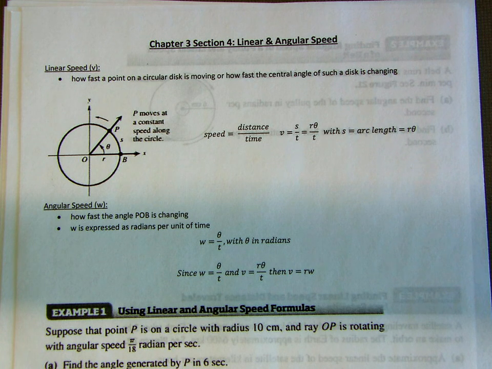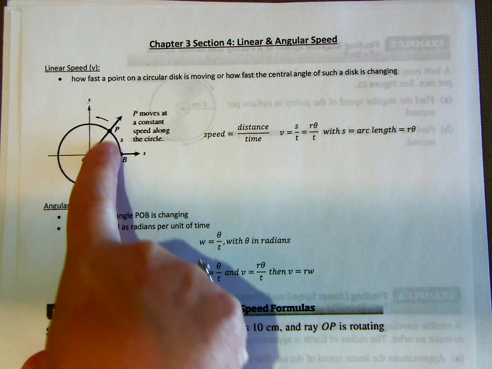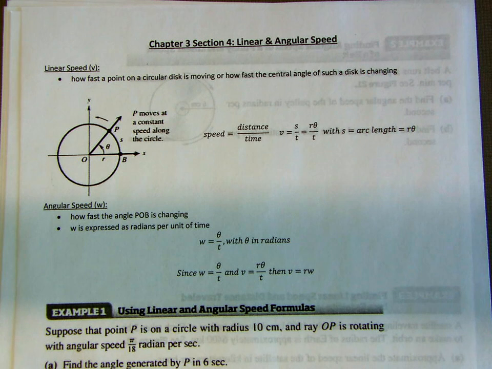Now, angular speed is listed with a w, and that's how fast the angle POB is changing. Again, we're looking at the same picture, so it's how fast this theta is changing. It's not how far theta is moving, it's how fast it is actually changing. So w, or angular speed, is always represented as radians per unit of time. That could be radians per second, radians per hour, radians per minute, or whatever your problem is asking you for.